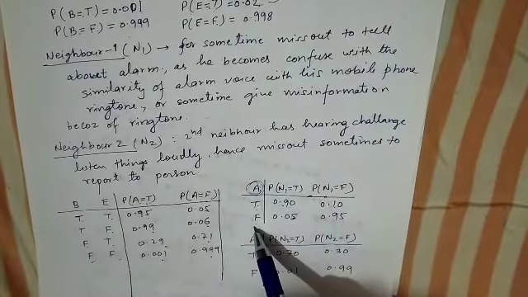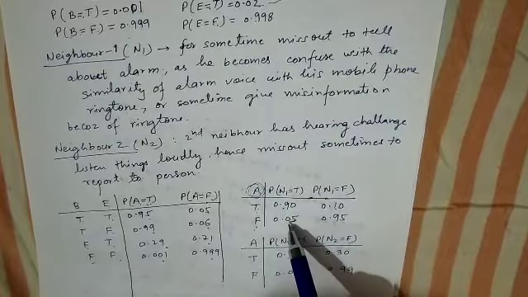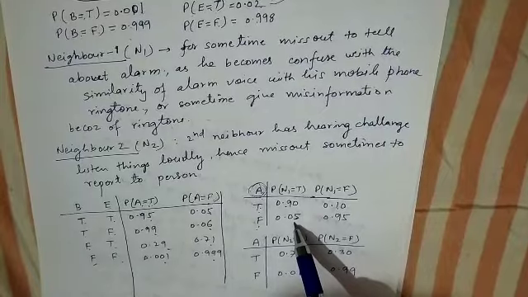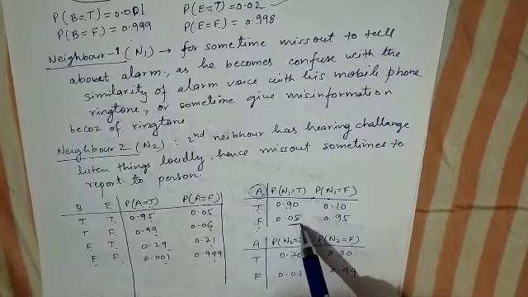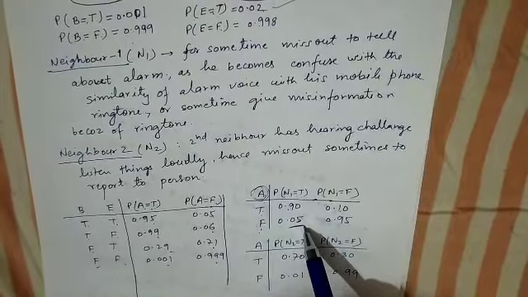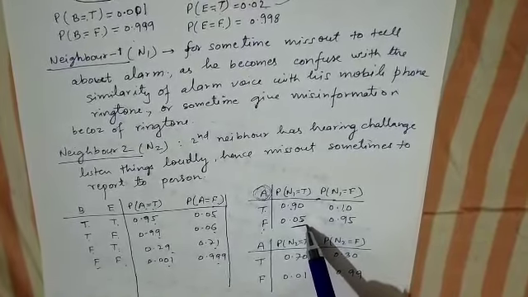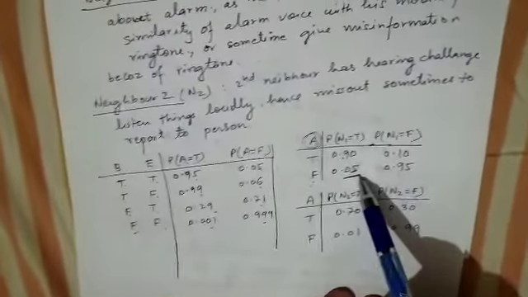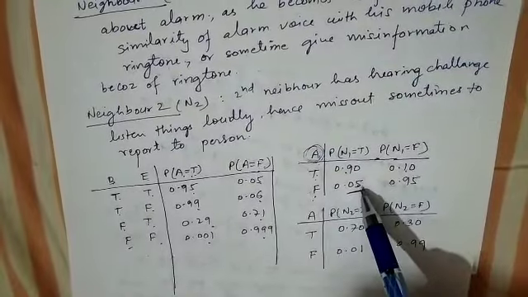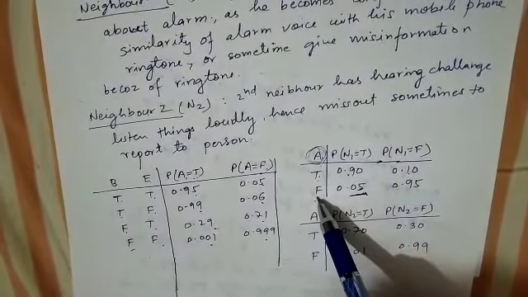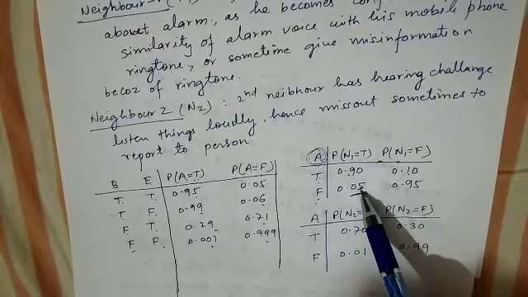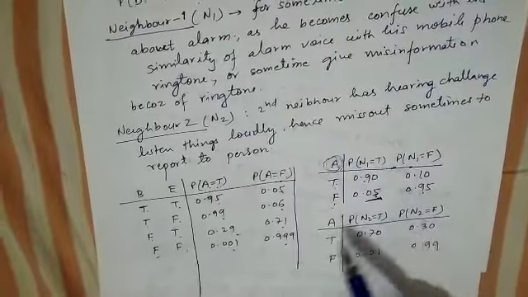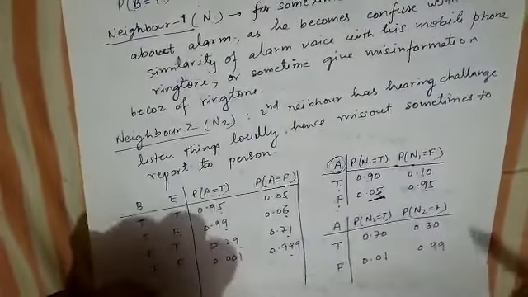If the alarm is not blowing, then the probability of N1 telling the person about the alarm blowing is 5%. Why? He may get confused. It may be that his mobile phone rang, so he may consider that the alarm has blown and immediately report to that person. So there is a 5% probability that even though the alarm is not blowing, he will tell that person. Now 95% for false. Similarly for the other person also. So these are the conditional probabilities given.